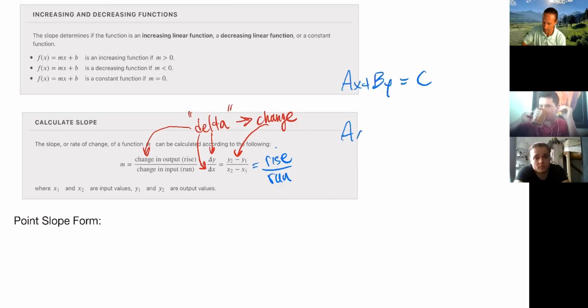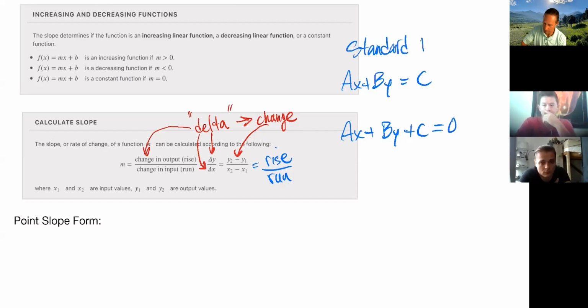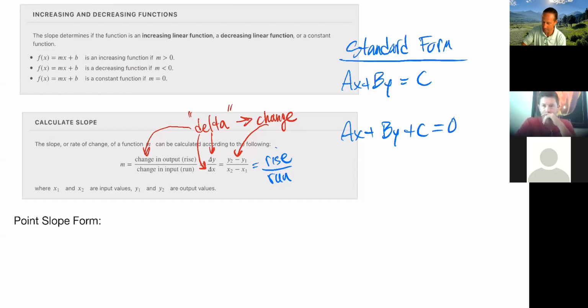Or sometimes they have the A, B, and C all on one side. Okay? This is what is called standard form of a line. Now, how should you be able to tell it's a line still? The X and the Y are to the first power still. Okay? But this is another very important form that you guys will use over and over and over in calculus.